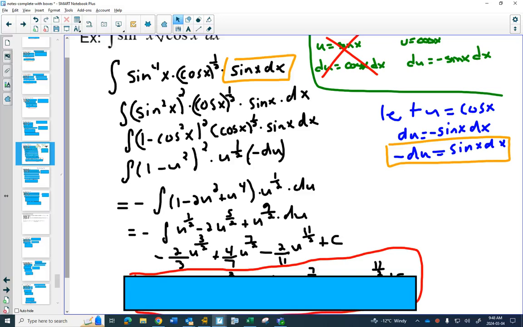And there was that negative that I had with the du, I factored out in front. And in my final answer, I just distributed that negative through each of them. So that's why the signs change on each one. And now we can substitute back.